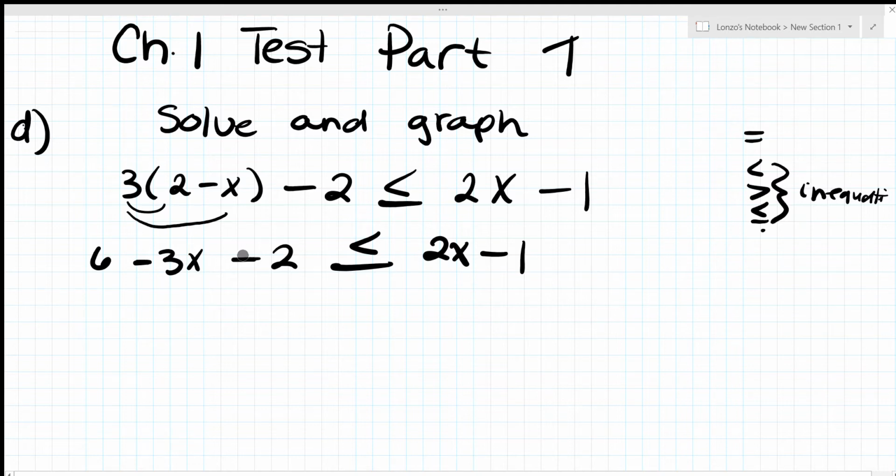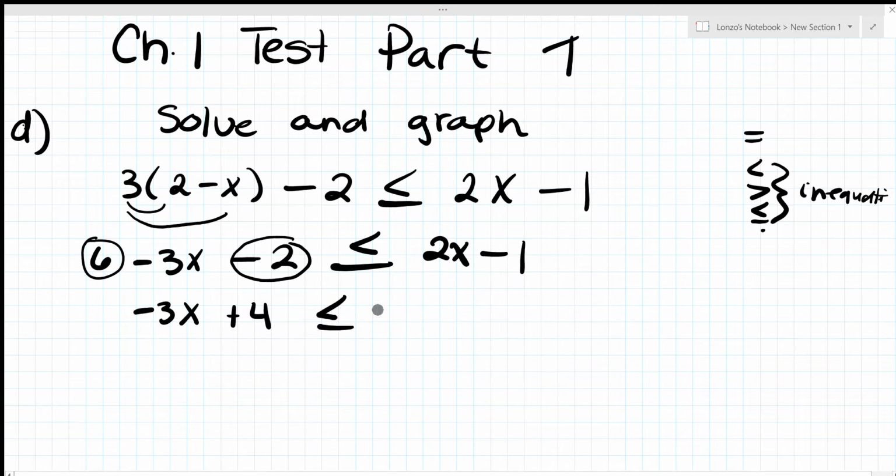Okay, so let's simplify the left side. Over here, we have a 6 and a -2. That can be simplified, but this -3x is just what it is, because there are no other x's. What is 6 minus 2? It's +4, less than or equal to 2x minus 1. This is probably the most simplified it can be, right?